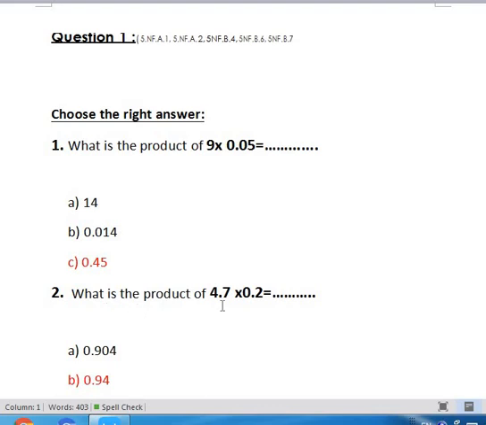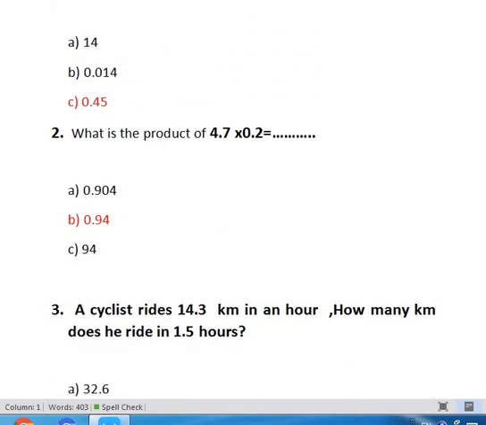And here, what's the product of 4.7 times 2? I first multiply 47 times 2, which gives me 94, and then see how many decimal places: 1, and here 1, so I'm going to have 2 decimal places, then put the decimal point, then 0.